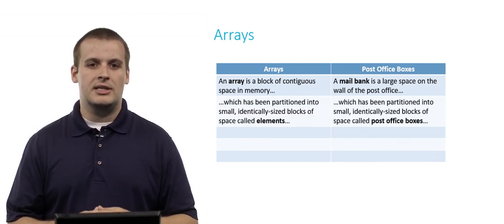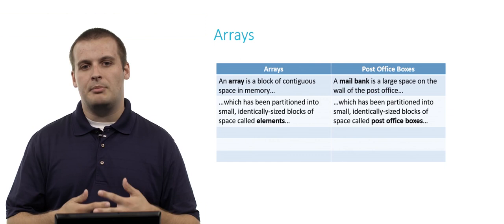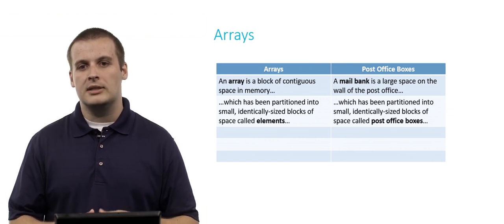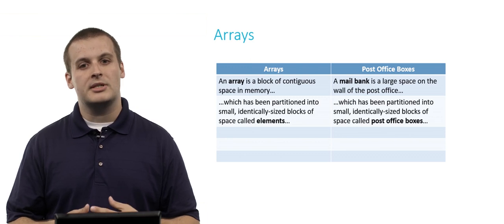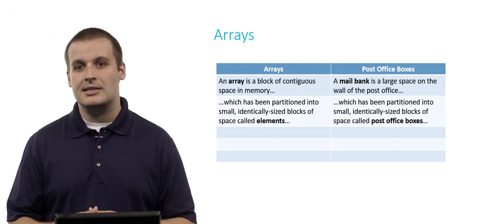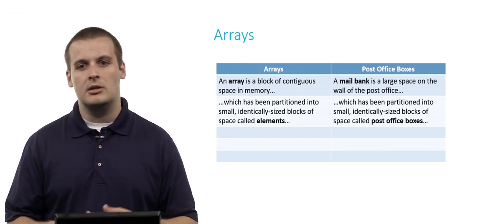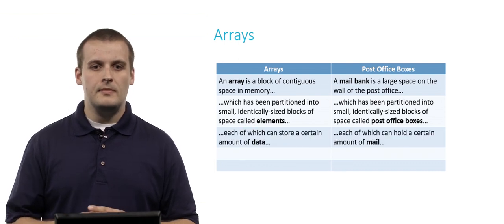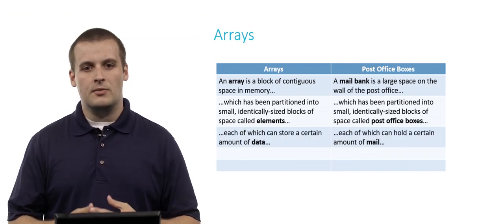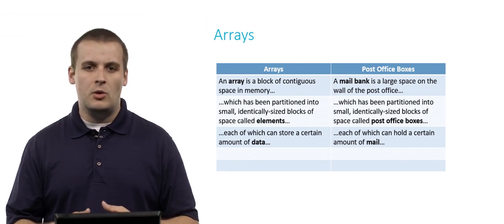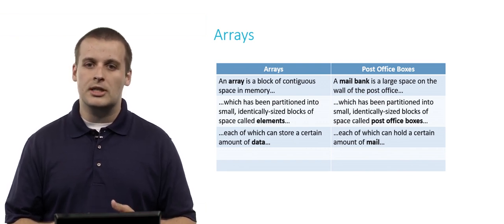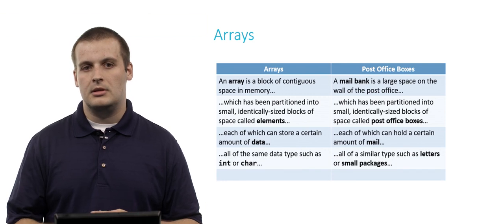Arrays have been partitioned into small, identically sized blocks of space, each of which is called an element, in the same way that the wall at the post office has been partitioned into small, identically sized blocks of space, which we call a P.O. box. Each element of the array can store a certain amount of data, just as each post office box is able to hold a certain amount of mail.